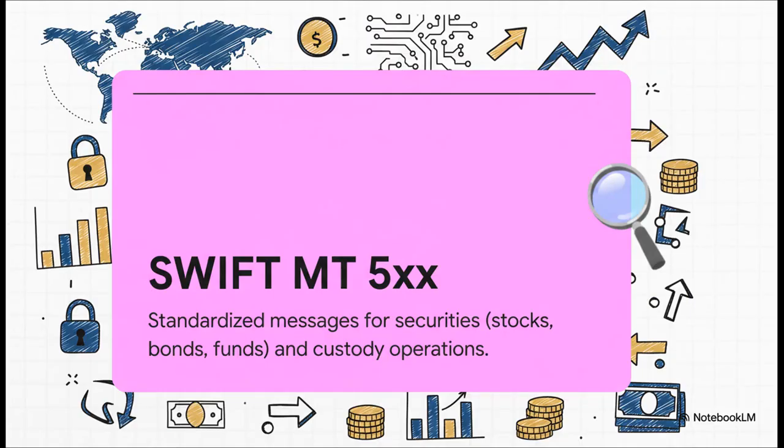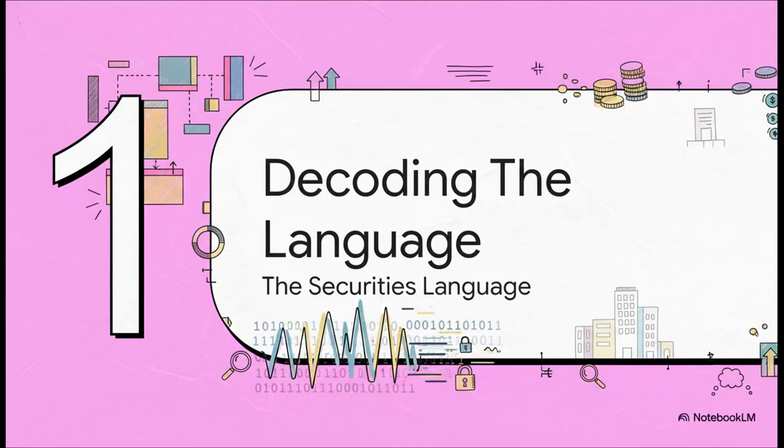Well, the answer is a very specialized language called Swift MT5XX. Think of it as the universal grammar for global finance. It's a strict set of rules and codes that all these institutions agree to use when they talk to each other about your assets. This shared language is the key. It's what stops that chaos from happening and makes sure your money ends up exactly where it's supposed to. So let's dive in and decode this thing.